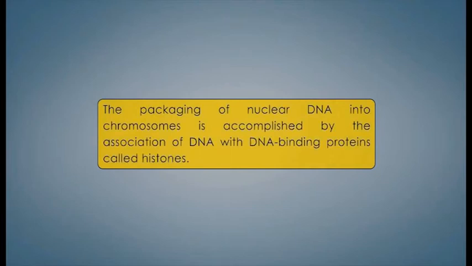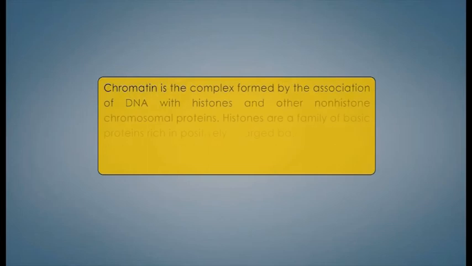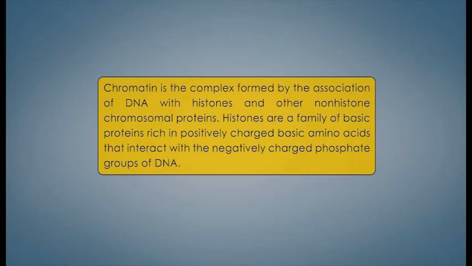Hence, the structure of eukaryotic chromosomes is dynamic and it undergoes condensation and decondensation at different phases of the cell cycle and also at different regions of the interphase chromosomes during gene expression, DNA repair, and replication. The packaging of nuclear DNA into chromosomes is accomplished by the association of DNA with DNA binding proteins called histones. Chromatin is the complex formed by the association of DNA with histones and other non-histone chromosomal proteins.